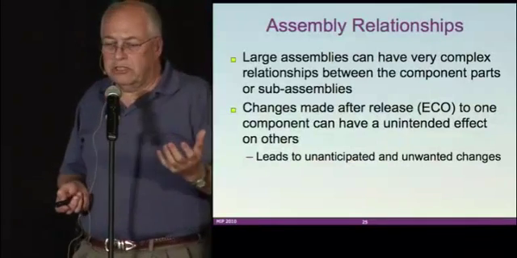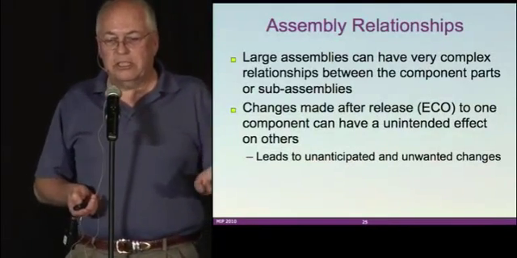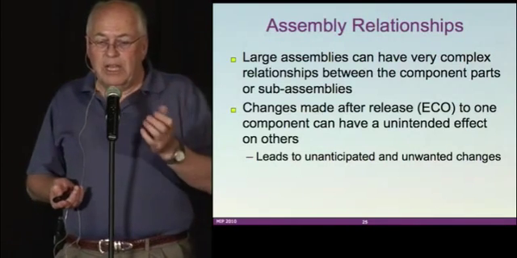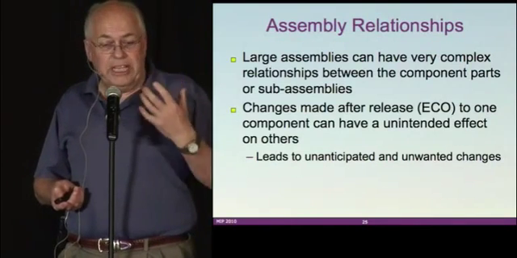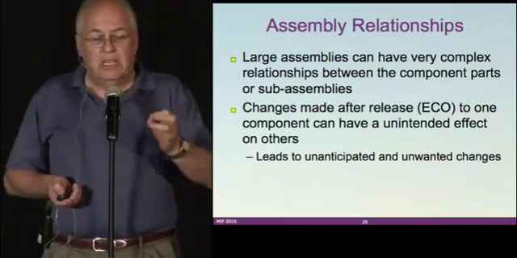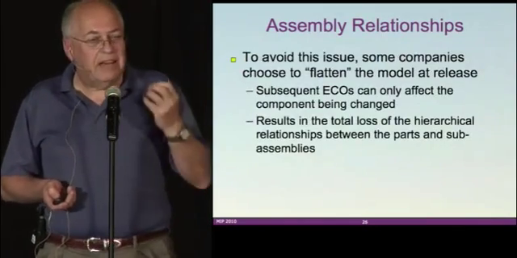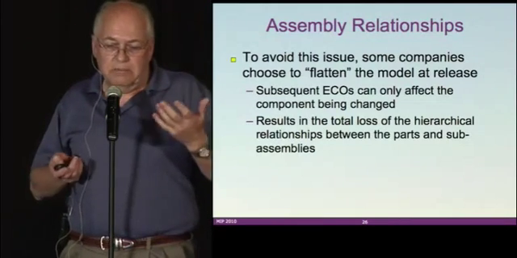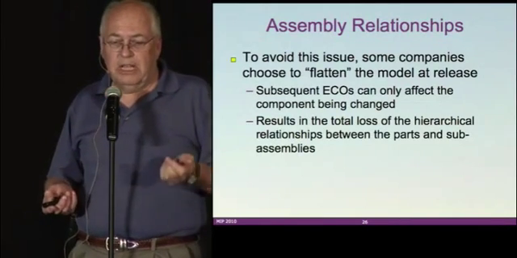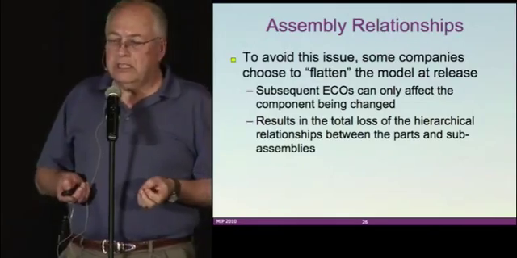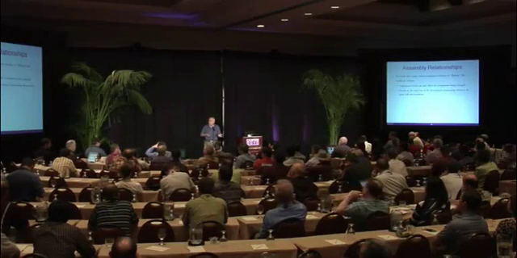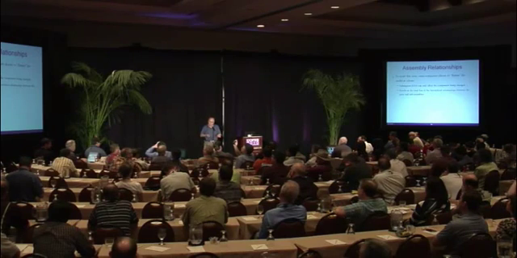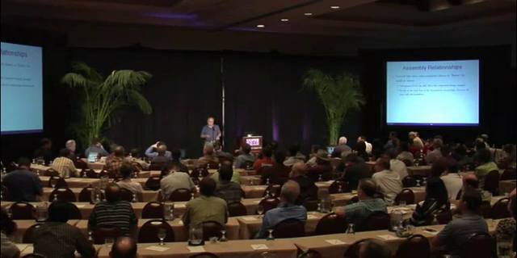In large assemblies, there are often very complex relationships between component parts and sub-assemblies. And changes made after release of one component can have unintended consequences for others, especially when the term assembly features are used. And so a lot of companies actually flatten their model when they release it to avoid those problems, and then they lose all the hierarchy, so that only one component can be changed.